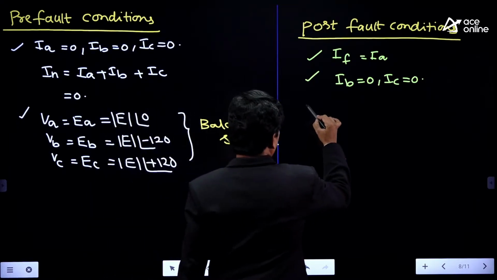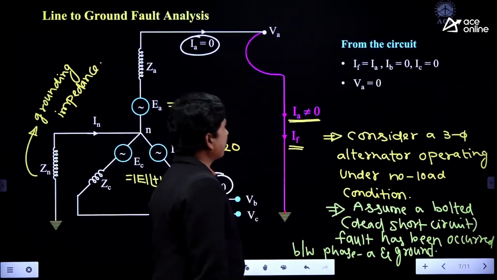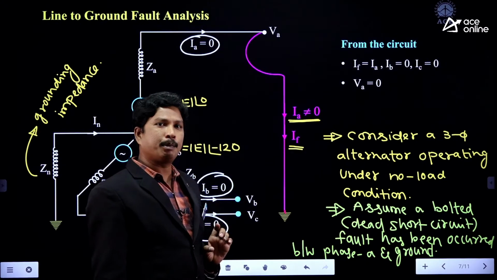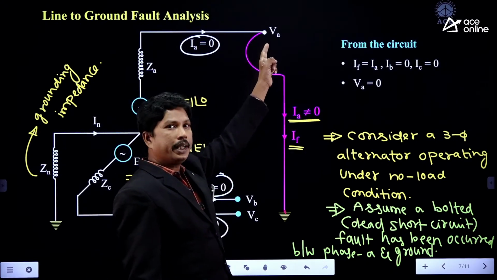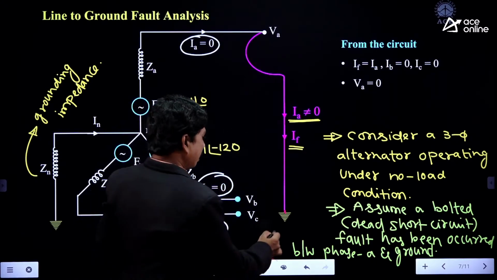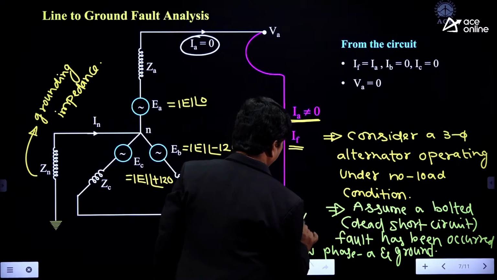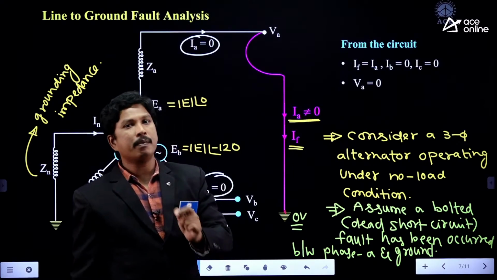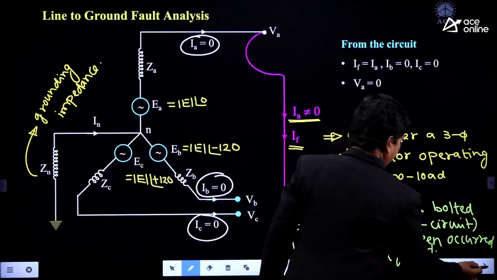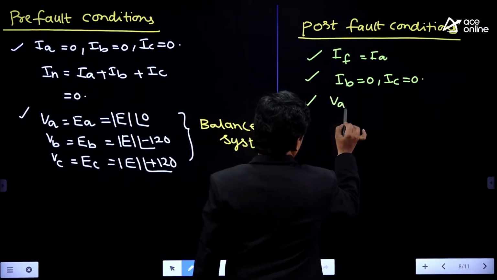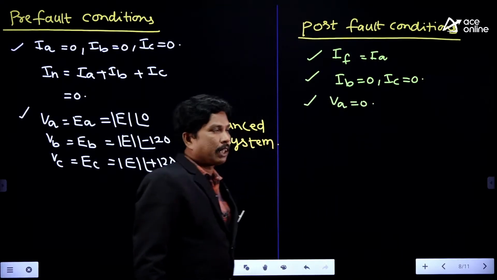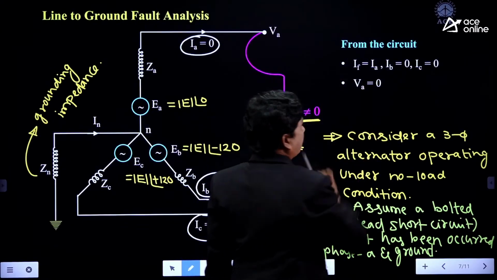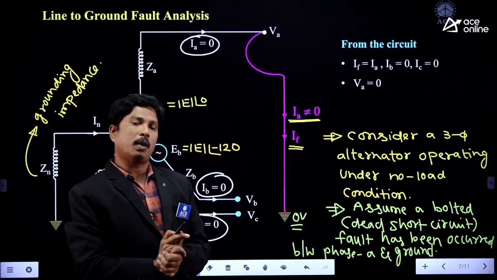And coming to the next one, the voltage condition, if you check here, the A phase voltage has been grounded. When the A phase voltage has been grounded, that means the A phase voltage will become 0. Why? Because the ground potential is at 0 volts. So this point and this point are at the same potential. Therefore, VA will become 0, VA is equivalent to 0. So these are the post-fault conditions that I have written here. These are the post-fault conditions we can write from this circuit.